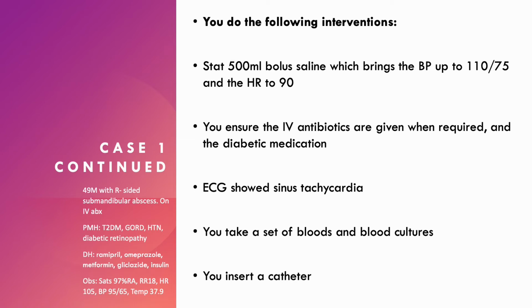So you carry out the following interventions. You give the stat 500 ml bolus of saline, which brings the blood pressure up to 110/75 and the heart rate down to 90. You ensure that the IV antibiotics have been given, and then the diabetic medications as well. The ECG showed sinus tachycardia, and you take a set of bloods and blood cultures as well, and you insert a catheter. On an aside, the fluid boluses must be given over less than 15 minutes. And you always have to remember to recheck the blood pressure, that there's been an adequate response to the fluid challenge.